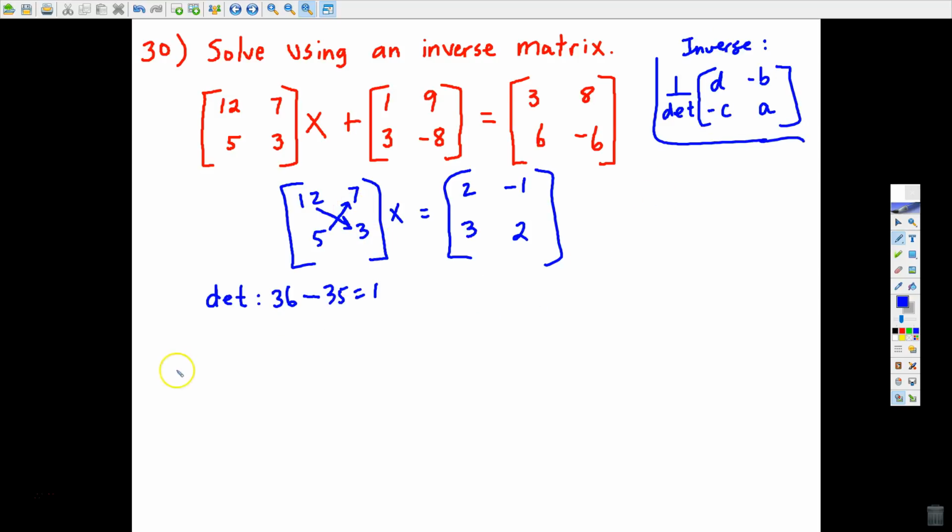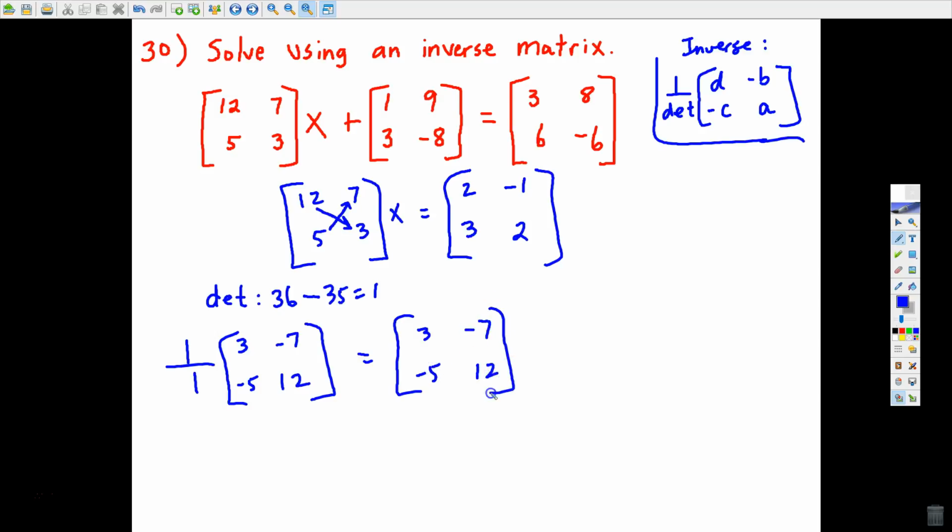So putting it into practice with this problem, it's 1 divided by the determinant multiplied by, I'm going to switch places with the 12 and the 3. I'm going to change the signs of the 7 and the 5. And when I multiply by 1, it doesn't change anything. This is my inverse. And now to get my answer, I'm going to multiply by this matrix on the right side of the equation. And so I just have to remember what matrix multiplication looks like.